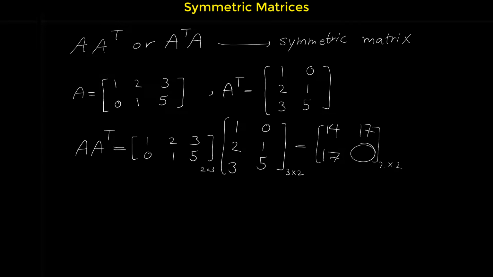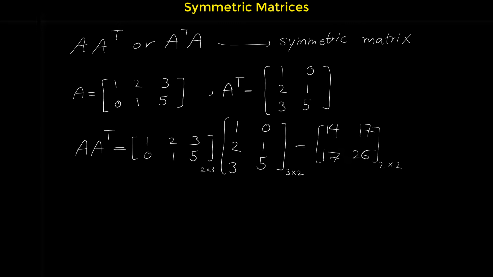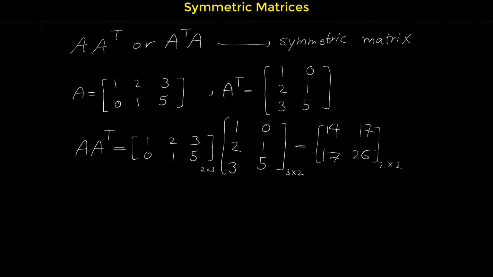But what is this element? We have to multiply this by this. 0 times 0, 1 times 1, and 5 times 5. 25 plus 1 is 26. So this element is 26. If you like, you can multiply now this matrix by that matrix to see if this one is also symmetric or not, which definitely it is symmetric.